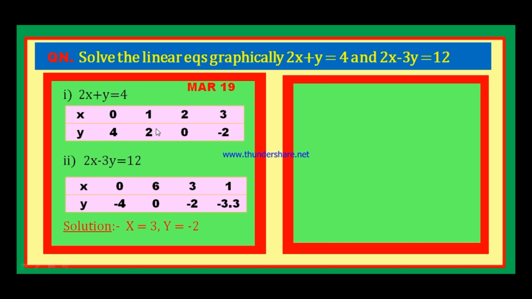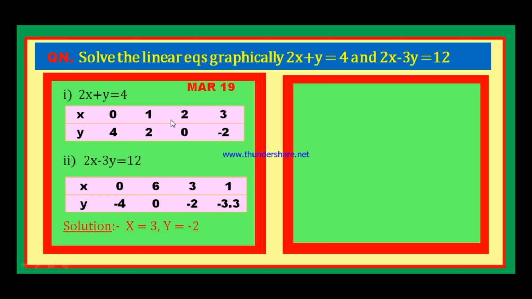Here the first row is for x values and the second row is for y values. Substitute x is equal to 0 first. Then 2 into 0 is 0 and y is equal to 4. Therefore, the point is 0, 4. Then take x is equal to 1. 2 into 1 is 2, plus y is equal to 4, or y is equal to 4 minus 2, which is 2.